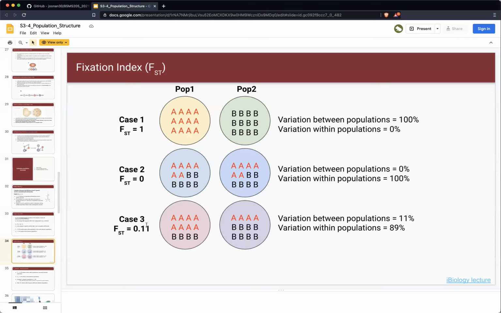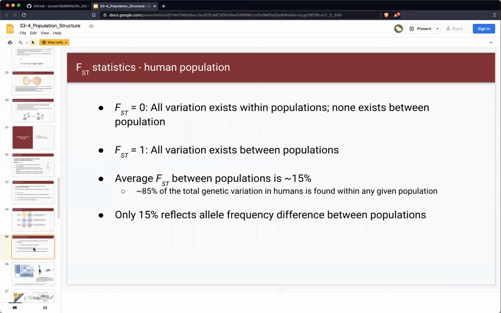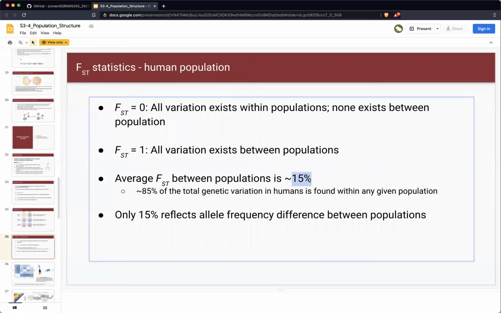And if you're looking at this third scenario, we have the fixation index of 0.11, which is the sum of the differences coming within a population, but also between the populations, right? So in that case, you can measure the differences between these two populations. If you look at the average fixation index between the populations, you will see about 15% difference.